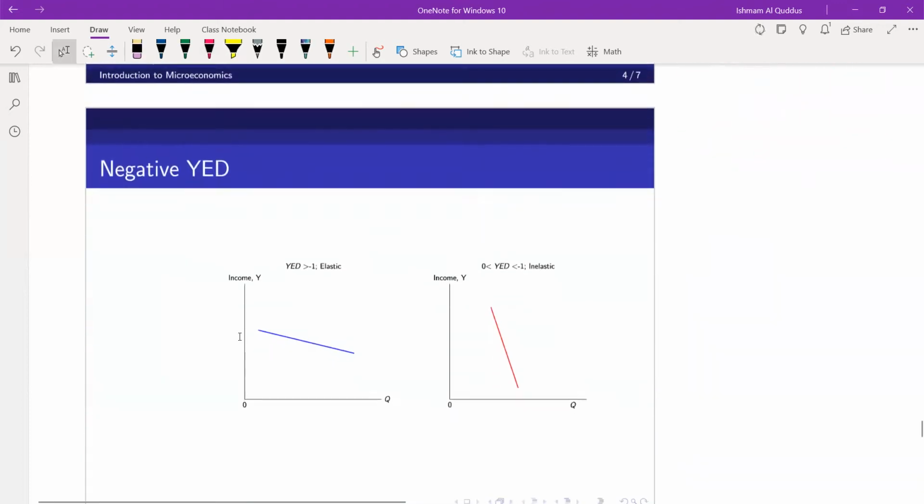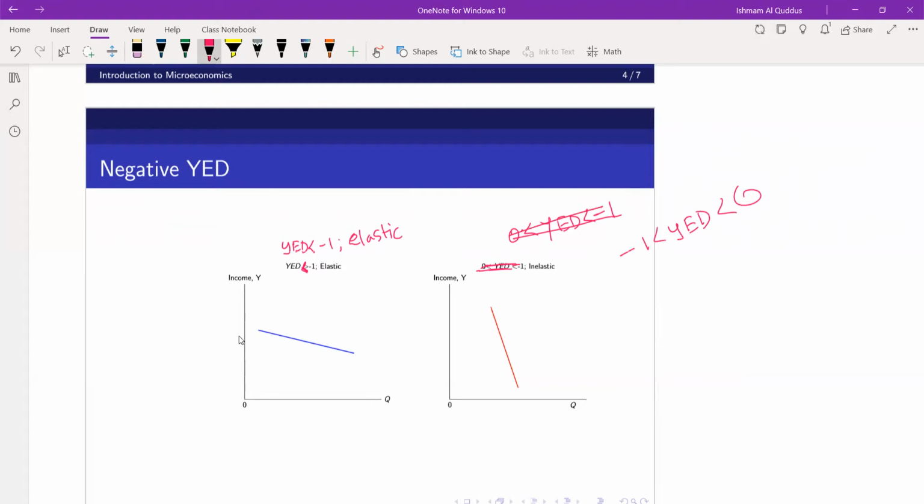Okay, so here, this should be less than -1. So YED less than -1, and it is elastic. And here, this one would be -1 less than YED less than 0.